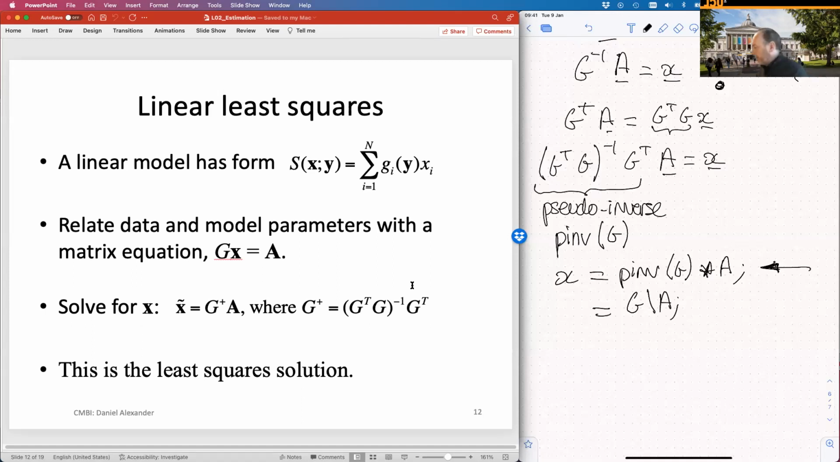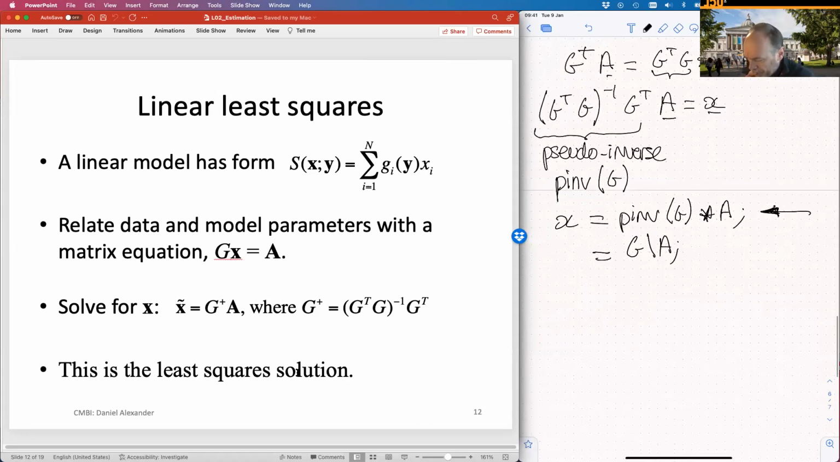The remarkable thing is what I've written on the last slide here: despite the fact that we haven't mentioned any kind of objective function here at all, it turns out that the solution we get by solving this system of linear equations is in fact the least squares solution. It's the solution that minimizes the sum of squares objective function that we were talking about in the previous section. Let's just work that through to convince ourselves that it's true.